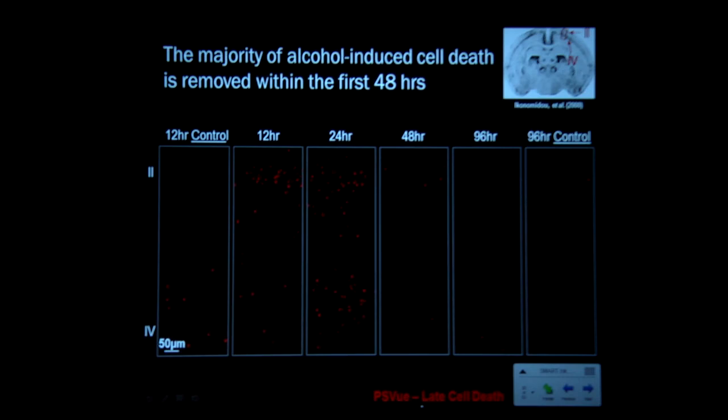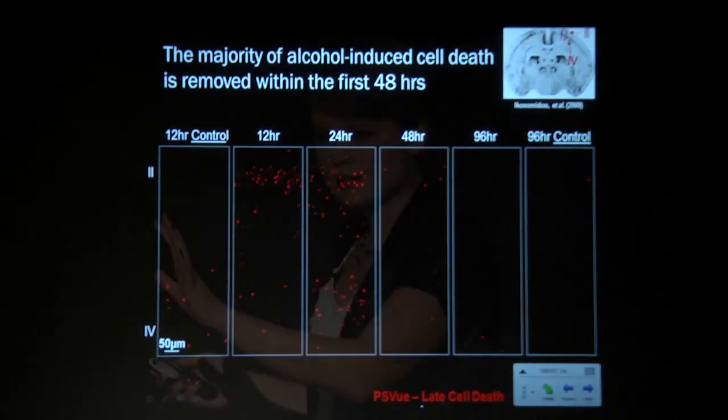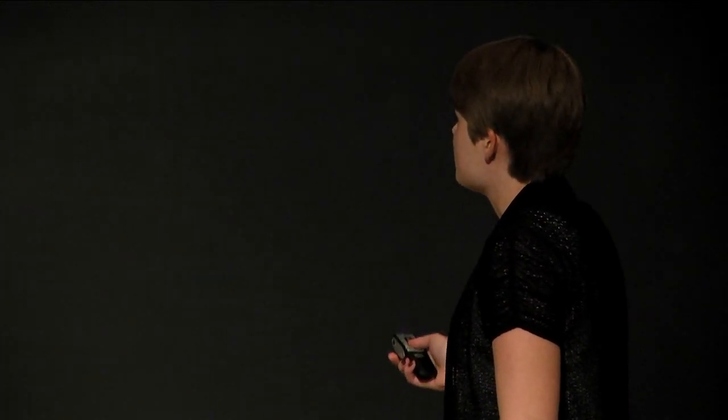Now, as you may remember, where cleaved caspase 3, our early marker of cell death, was primarily located was at 12 hours after alcohol exposure. So what I would put forward to you is that the reason we see an increase in PSVU-labeled cells from 12 to 24 hours is that those early cells, those cells in the early stages of cell death, are now going into later stages of cell death and are being labeled with PSVU, which we can now see here, right?